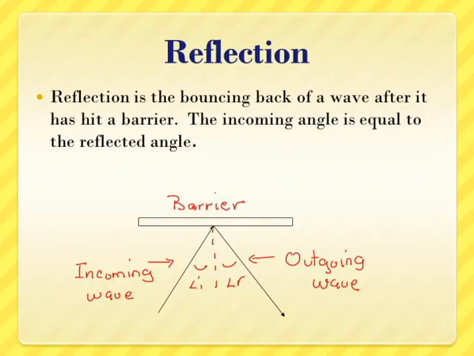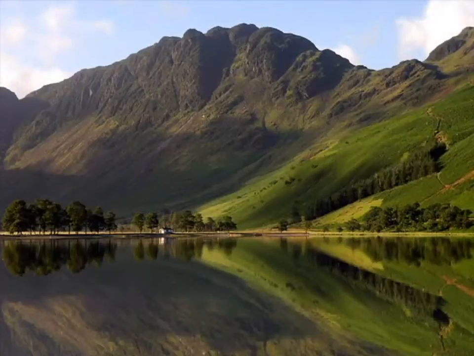Okay, notice, guys, I've got a line right down the center, and that's called our normal line. A normal line is simply a line that is perpendicular to the surface that the wave is hitting. And we talk about the angle coming in is equal to the angle going out, or the incident angle is equal to the reflected angle, and so I've got that marked on there. You can see angle I and angle R. So incoming angle is equal to the outgoing angle, and that's called the law of reflection. Angle I is equal to angle R.